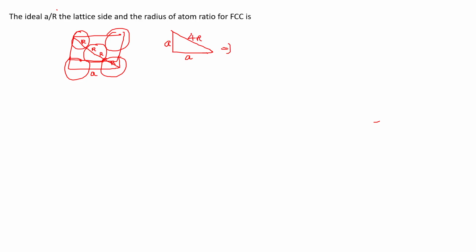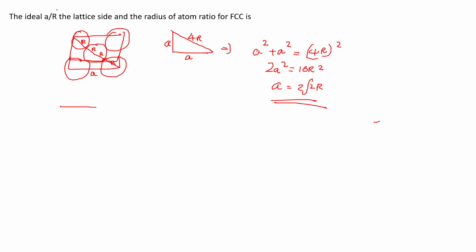So you can use the Pythagoras theorem. A square plus A square is equal to 4R whole square. So it will be 2A square is equal to 16R square. A is equal to 2 root 2 R. So this is the relation. Similarly, you can do it for the simple cubic system also. There will be only R, so it's very easy. A is equal to 2R.